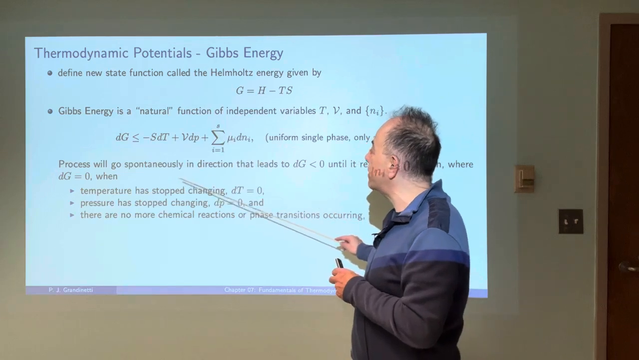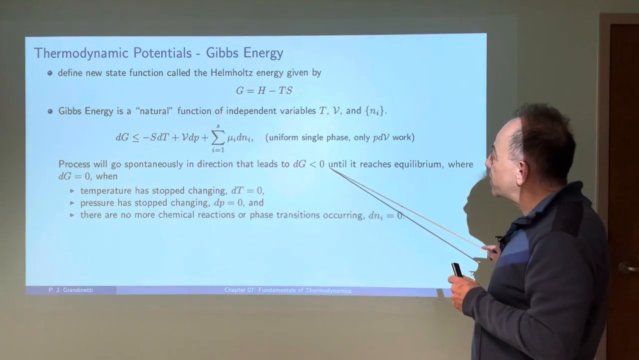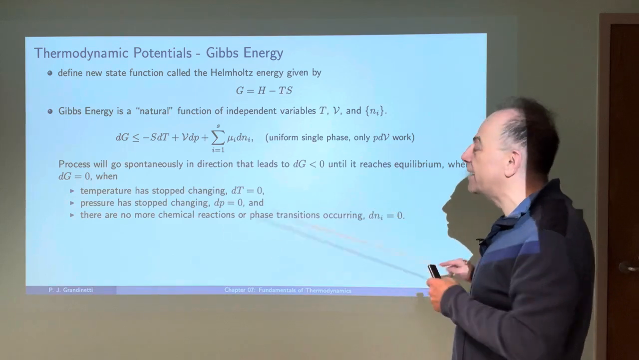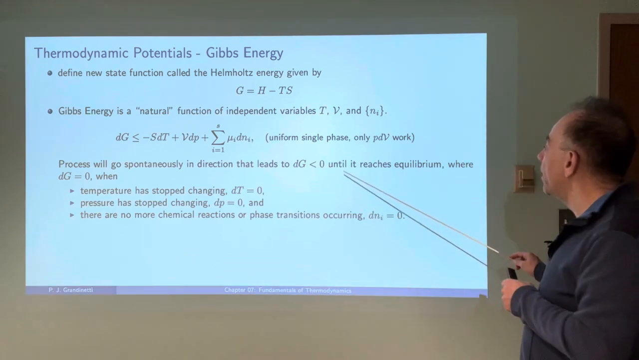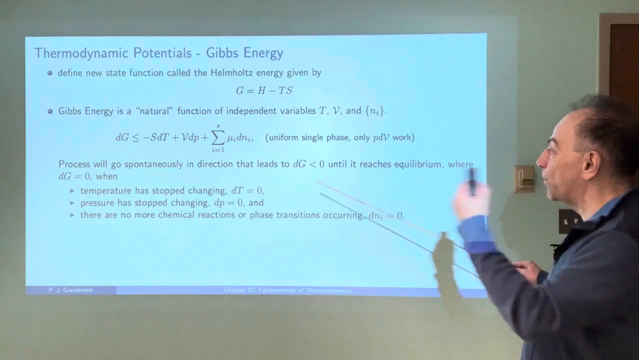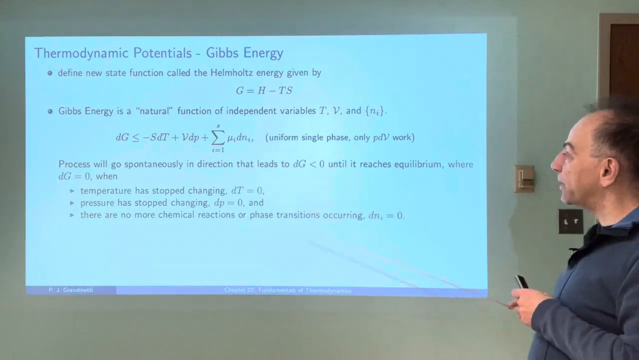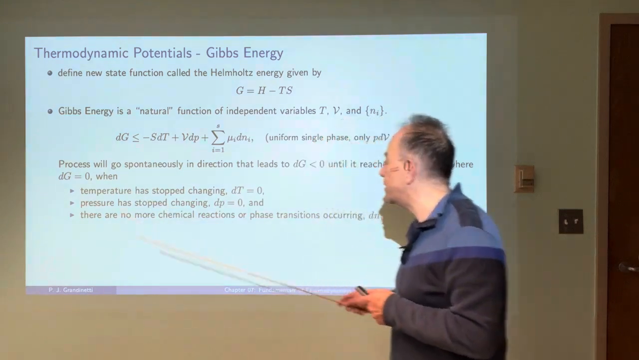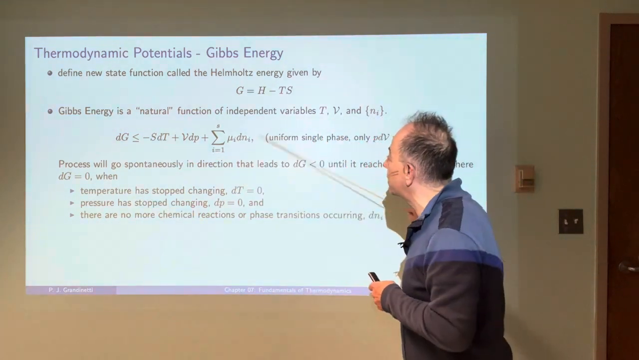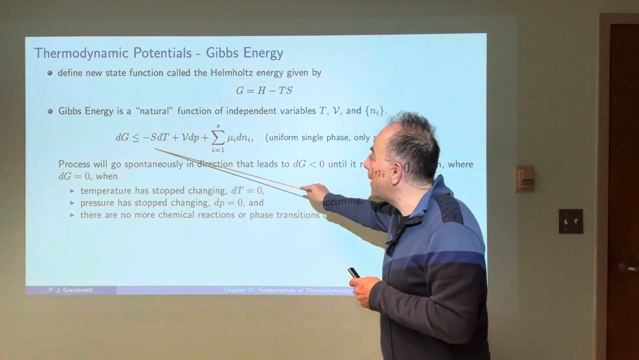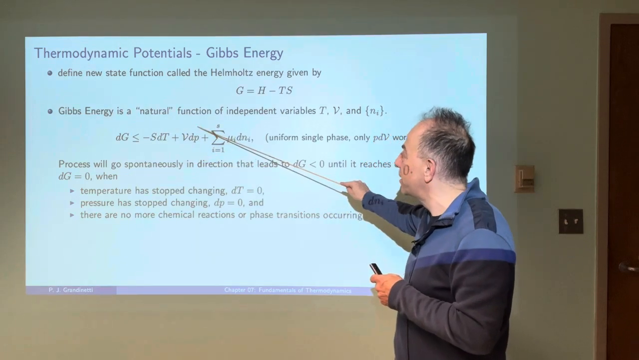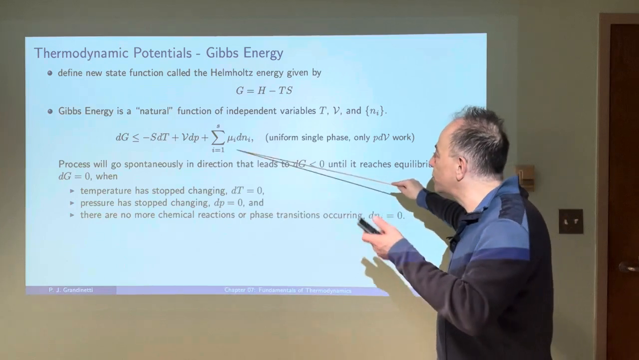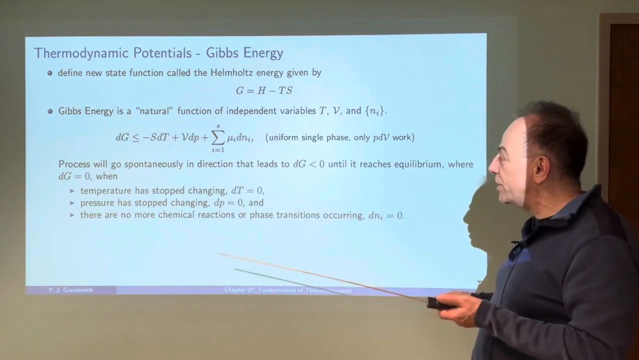And what we see now is that our spontaneous direction is the one that leads to delta G or dG being negative. So as long as dG is negative, it will continue to proceed in that direction until it reaches equilibrium, where delta G becomes 0 or dG equals 0. So in other words, looking at this expression here, when the temperature stops changing, when the pressure stops changing, and when the number of moles of each species stops changing, then you reach equilibrium.